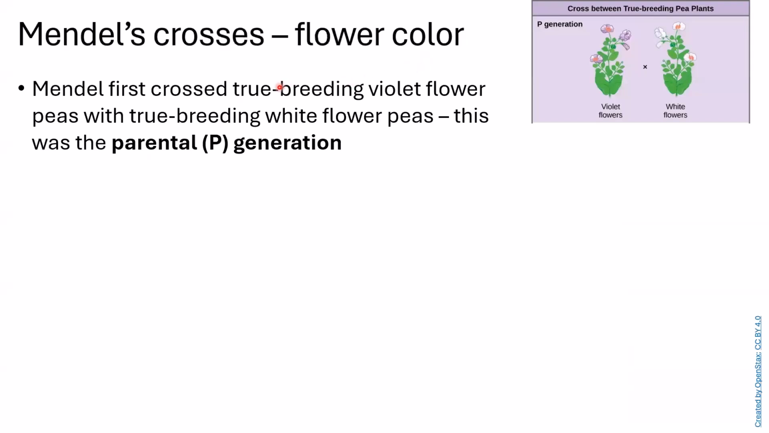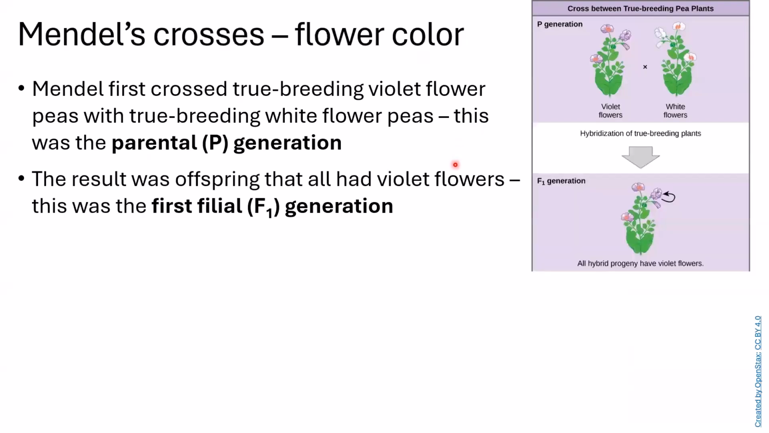Mendel began with crossing true breeding violet flower peas with true breeding white flower peas. This first generation is called the parental, or P generation. What he observed was that all of the offspring had violet flowers, not white flowers. Somehow, all the offspring resembled one parent, but not the other. This first generation of offspring is called the first filial generation, or F1 generation.